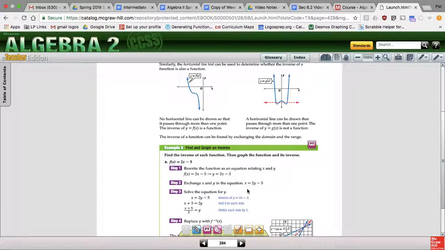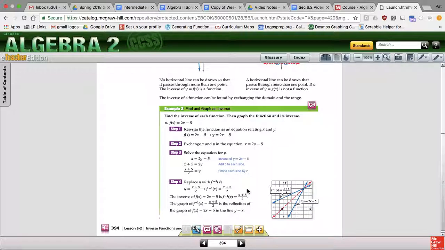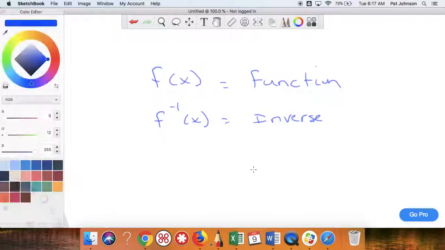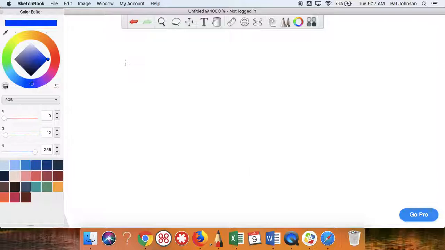So let's look at example 2. It says find the inverse of each function, then graph the function and its inverse. So we have f of x equals 2x minus 5. Another way of writing this is y equals 2x minus 5. In order to find the inverse, we're simply going to swap the y and the x. So we're going to say x equals 2y minus 5.